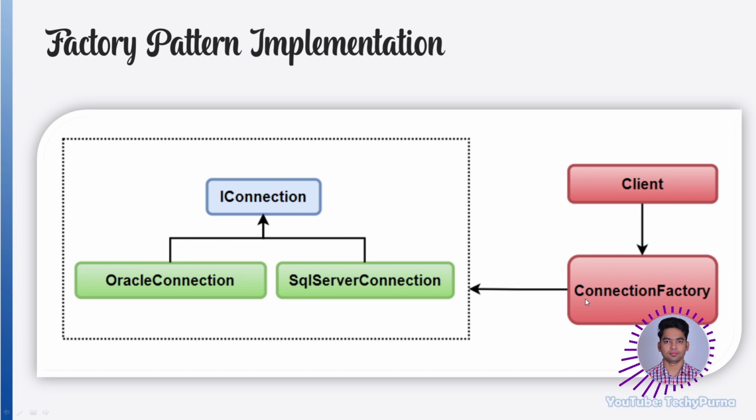In future, if we need another database connection, for example a MySQL database, then we just need to create a concrete class MySQL connection, like the SQL Server connection here, by implementing the IConnection interface. And from the client, we just need to pass the MySQL type to the connection factory, and we will get the object of MySQL connection from the factory. This is how the factory pattern supports future extensions without changing anything in the client.